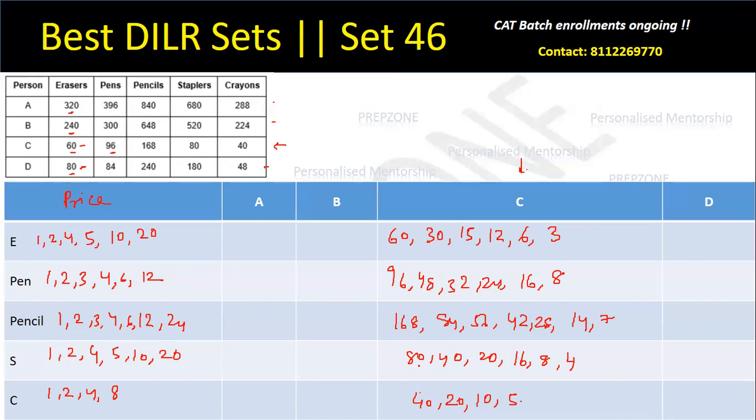80 हो नहीं सकता because एक consecutive चाहिए. 40 हो नहीं सकता, consecutive चाहिए. 20 will never be a consecutive. 16 consecutive नहीं हो सकता, 8 नहीं हो सकता, 4 नहीं हो सकता. So 40 is not possible.